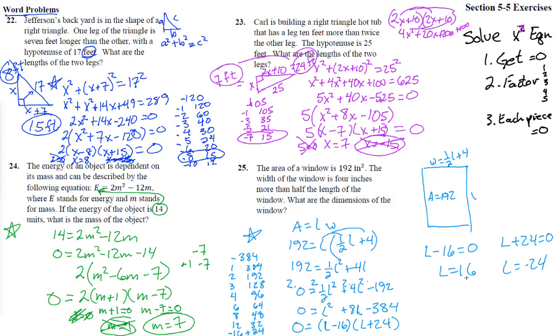Now we've got our answers and they are mathematically correct in here. Both of them will work, but one of them doesn't make sense in the real world. Could we have this be a negative 24 inches? No, sorry, reality has tossed him out as an option. The length is 16 inches. And then you take half of the length, which is 8, plus 4 is 12 inches. The window is 16 inches by 12 inches. And 16 times 12 is indeed 192 inches squared for the area. Math is magic.